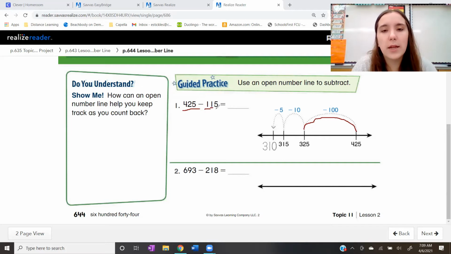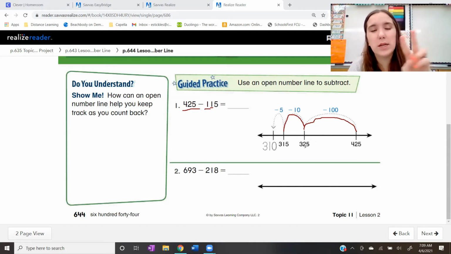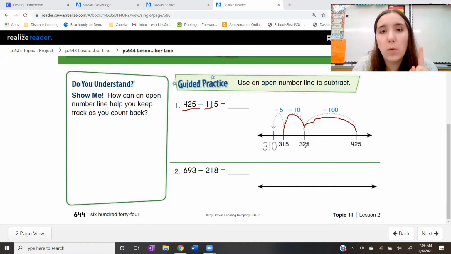I have 110 in 115. So I'm going to make one jump of 10. And I'm going to do minus 10. Now, if I take away a 10, only my tens place is going to change because I'm at 325, which means I have two tens. If I have two tens and I take away one ten, I'm just going to have one ten left. So 325 minus 10 is 315.